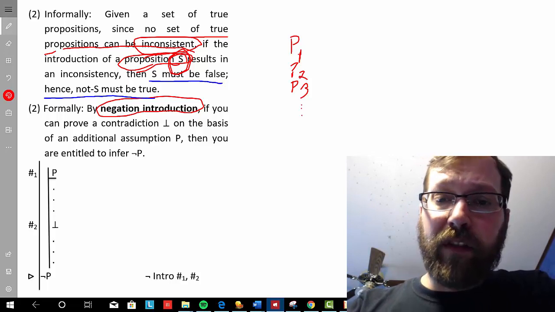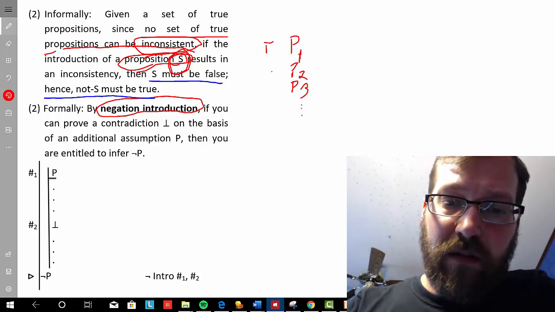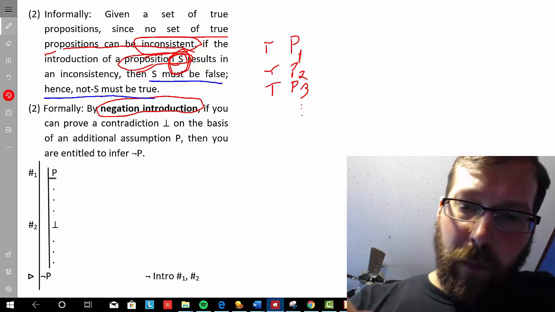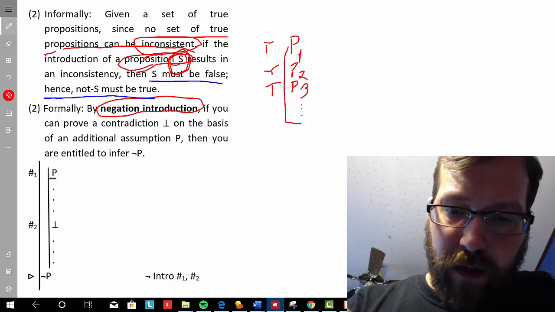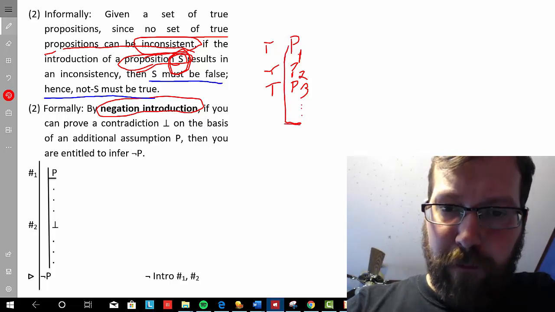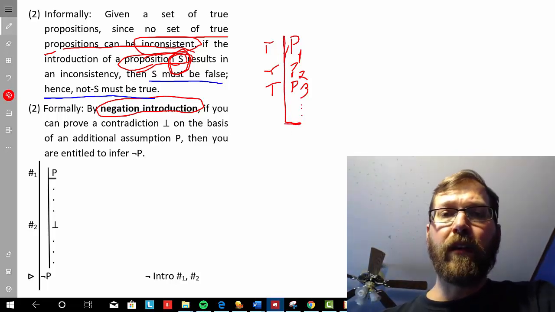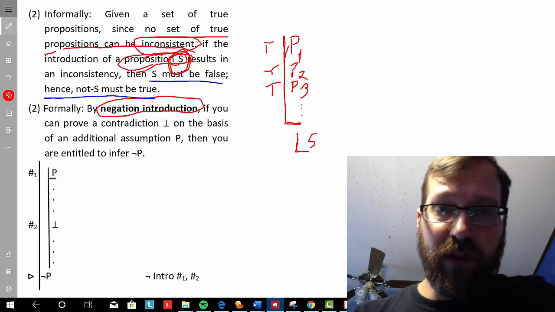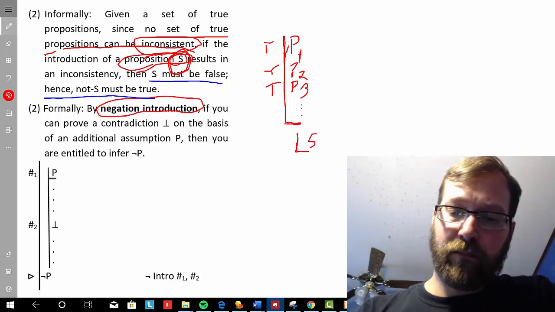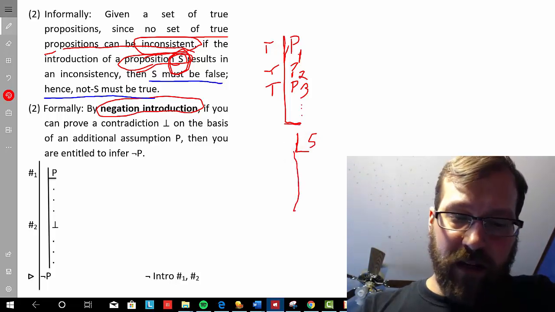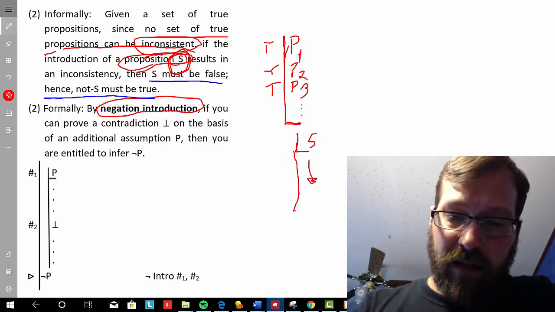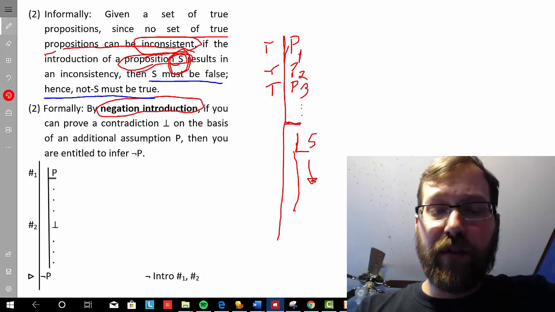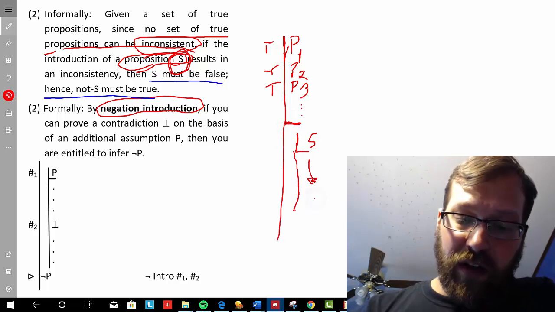Now, if you remember, when checking for validity, we get to accept all of our premises as being true. All right, we got our Fitch bar right here. Now, suppose then I introduce some proposition, and then at some point in this subproof that I've introduced, I come across a contradiction.